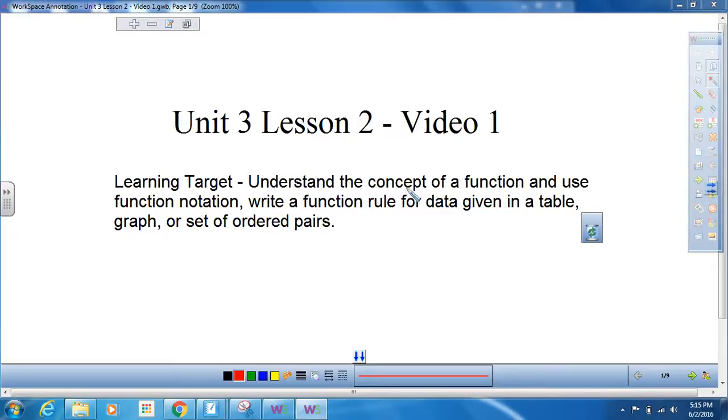This is video 1 from Unit 3, Lesson 2. Okay, so now we're going to talk a little bit more about functions and function notations, and then finally write some function rules.